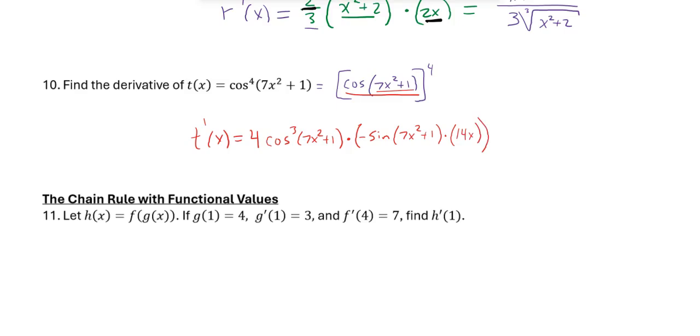If you want to write that a little bit neater, you could. You could combine the 14 times the 4, and I believe you get 56, if that's correct. Yeah, 14 times 4 is 56. We have a negative sitting right there. Put a negative in front of it. We have an x. We'll put that in front, and then you can just put the sine and cosine. I usually put them sine first, but it doesn't really matter. Sine of 7x squared plus 1. And then you have cosine cubed of 7x squared plus 1. That's just a little bit cleaner version of the same answer.